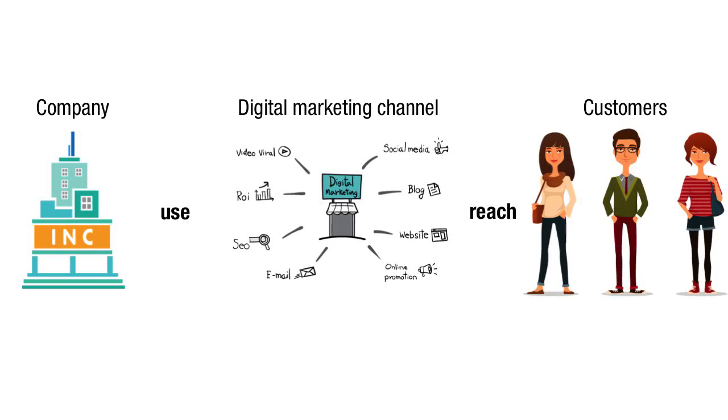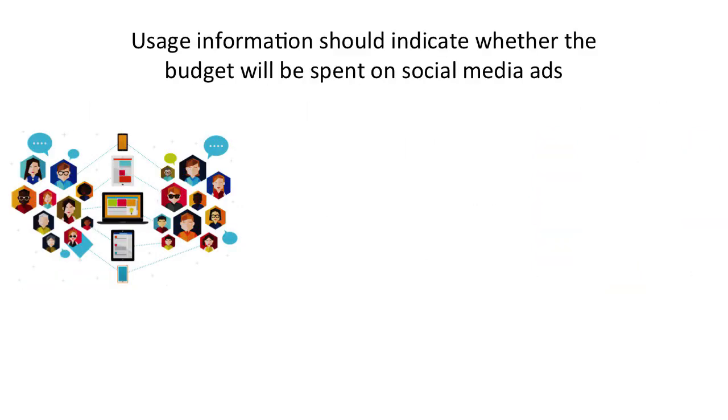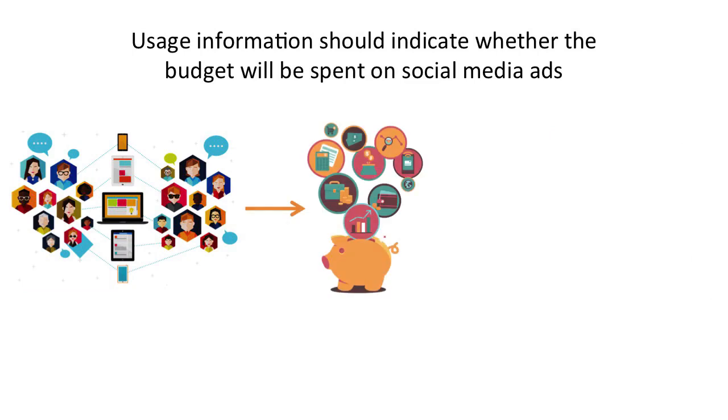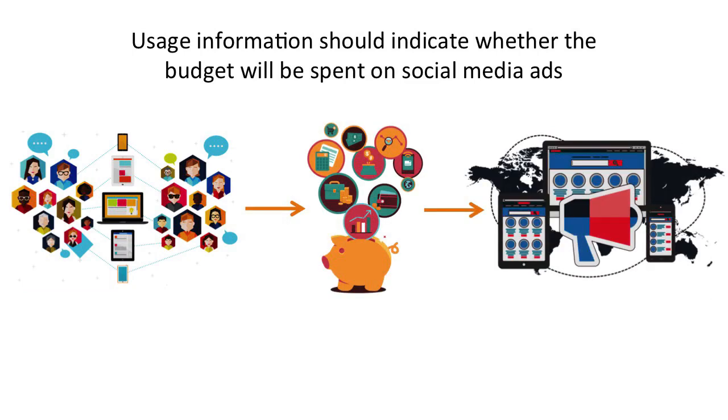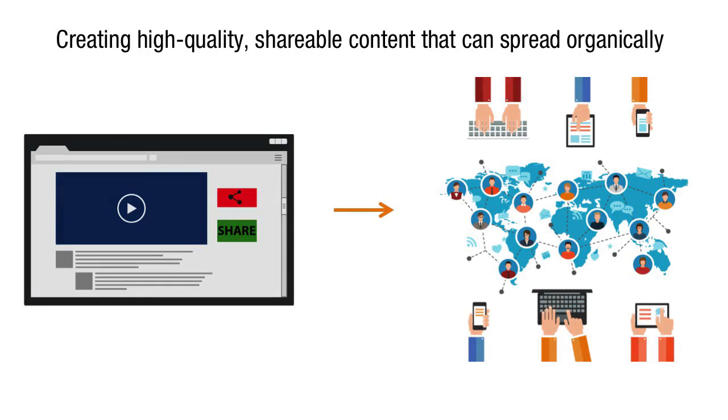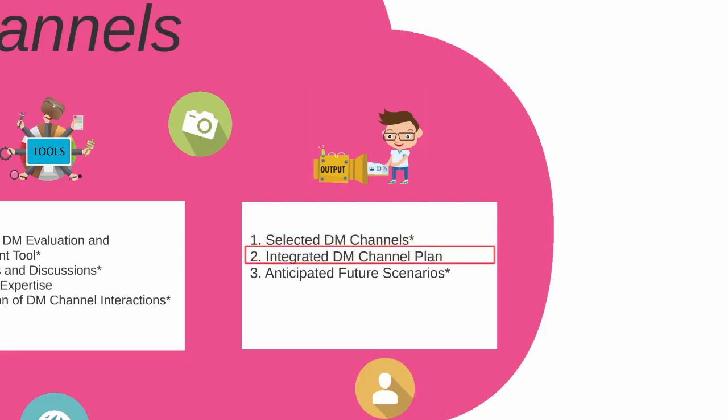For example, for a social media channel, the usage information should indicate whether the budget will be spent on social media ads or on creating high-quality, shareable content that can spread organically. The next output is the Integrated Digital Marketing Channel Plan.